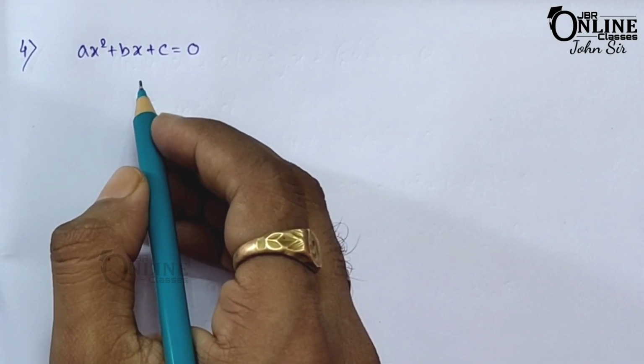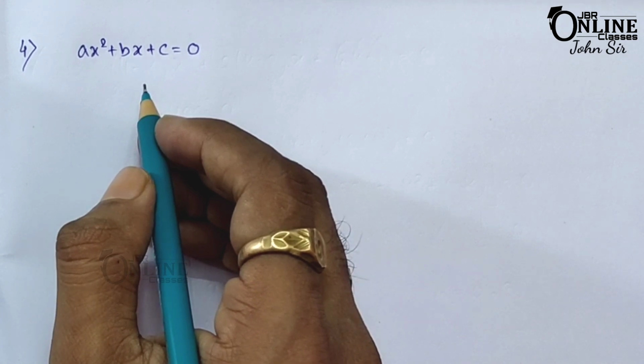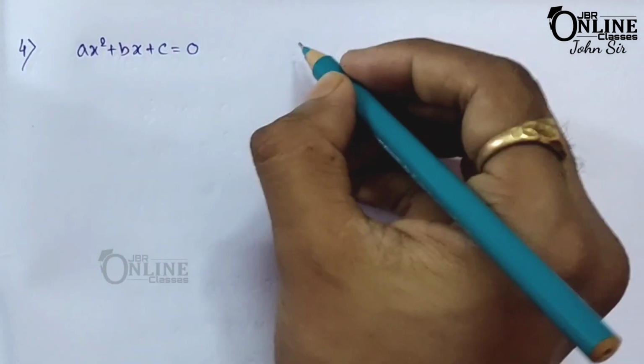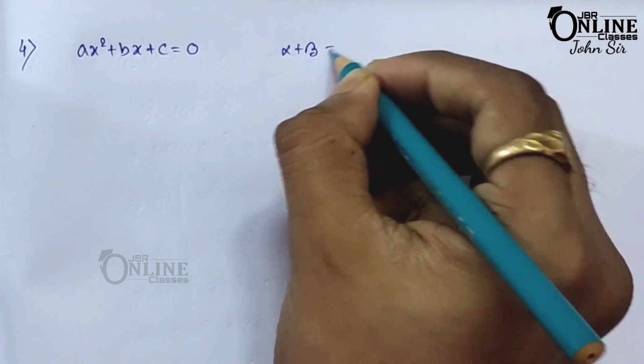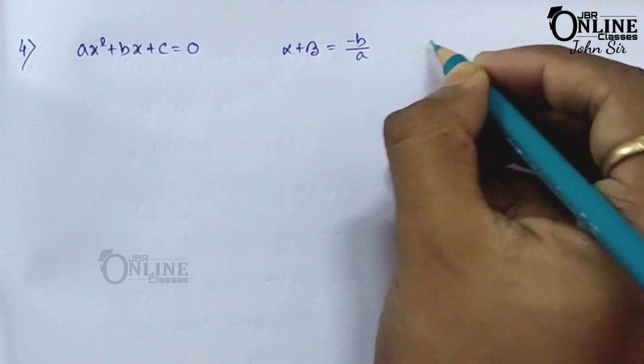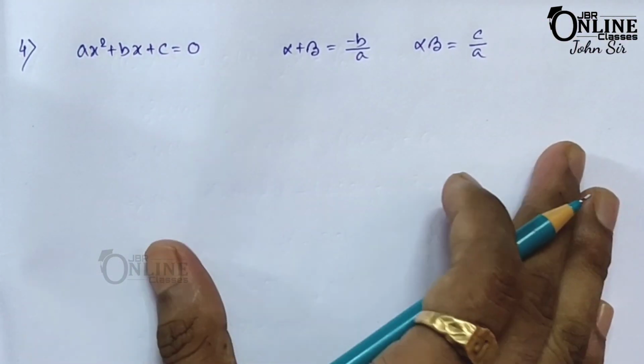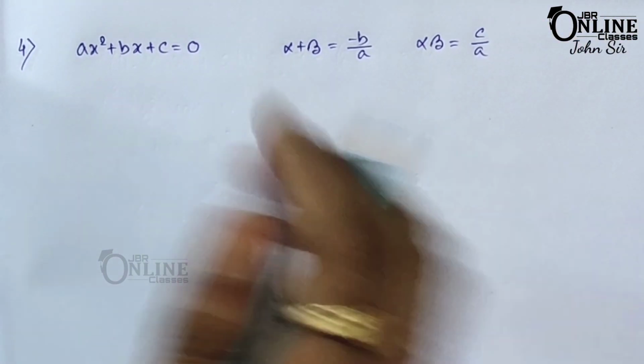Now next sum number 4. If alpha beta be the roots of the equation ax square plus bx plus c equal to 0, that means here alpha plus beta equal to minus b by a, and alpha into beta that equal to c by a. Now find the value of first one.